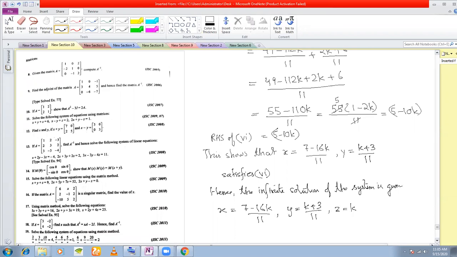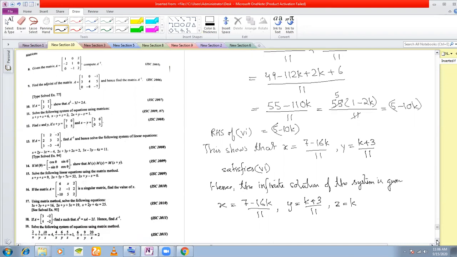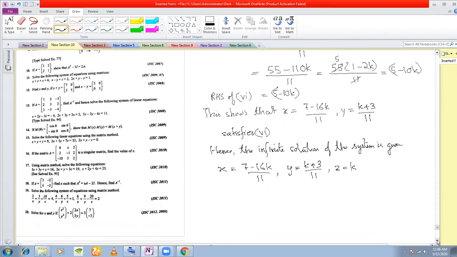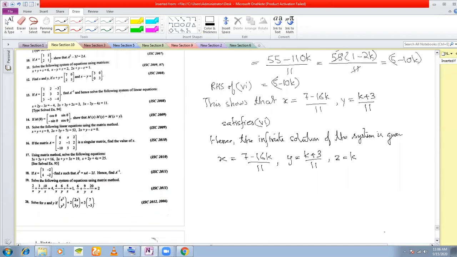So for whatever value of k you take, you can take any value of k, you will get the corresponding value of x, y and z. You take k is equal to 1, you will get one value. You take k is equal to 10,000, you will get another value. Any real value of k that you can think of, you put it, you will get the solution. Since there are infinite values of k, there will be an infinite solution. You'll get infinite values of x, y and z. So this is what the last part of the last question on solution by matrices was.